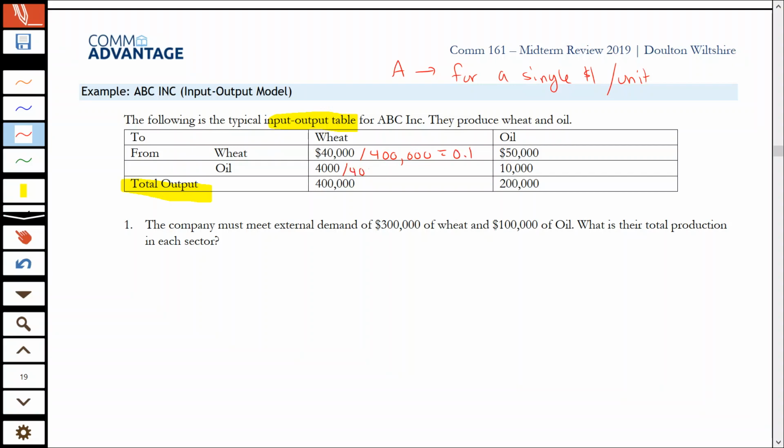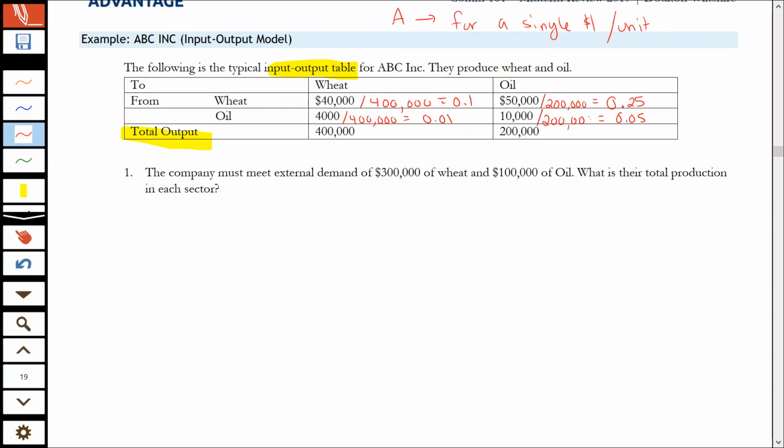If I take the 4,000 and I divide by that total of 400,000, it's going to give me 0.01. For oil, we are using $50,000 of wheat to make $200,000 of oil. So if I divide that by that $200,000, it gives me this value of 0.25, meaning that it's taking 25 cents of wheat to make $1 of oil. 10,000 divided by that 200,000 is going to give me my 0.05. And so what we actually found there are the entries into the technology matrix.